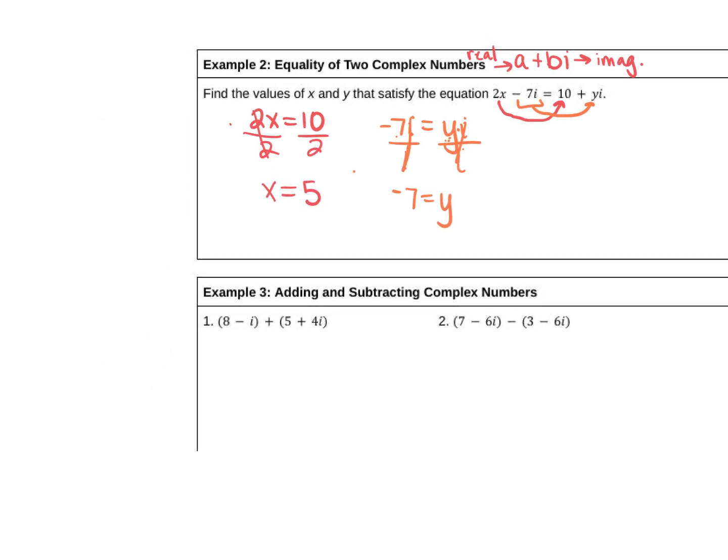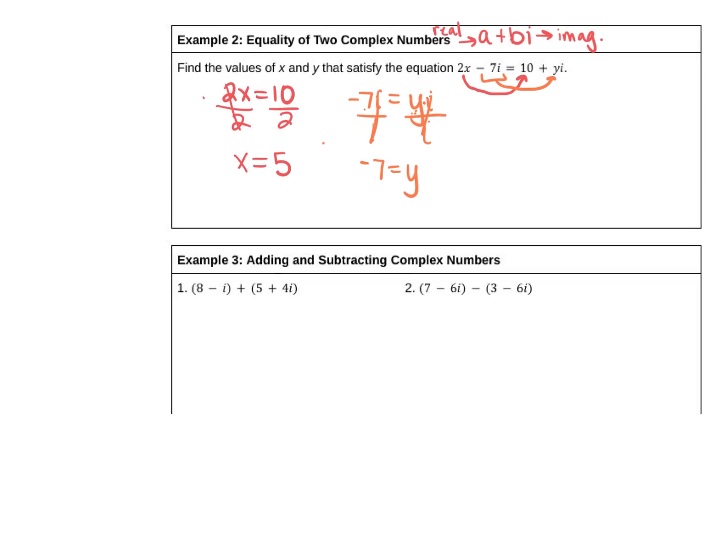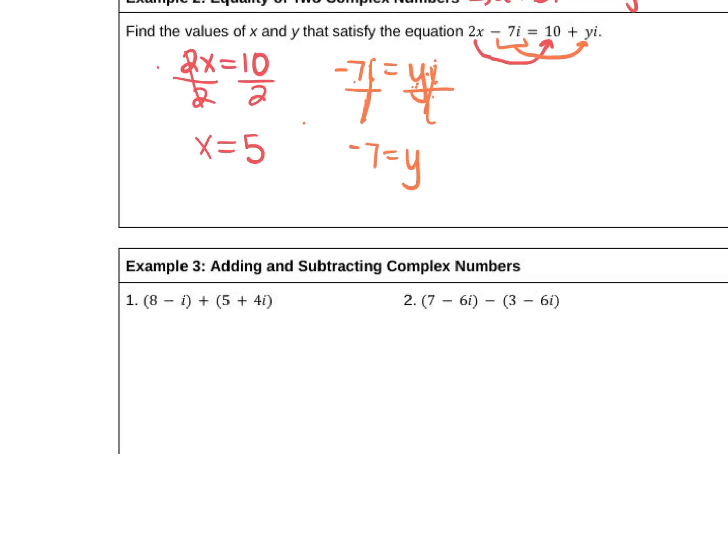Now down here, easy peasy lemon squeezy. We just treat it like adding polynomials. That's it. We're going to combine like terms. So that means I'm going to combine the 8 and the 5. And then I'm going to combine the negative i and the 4i. So what's 8 plus 5? 13.